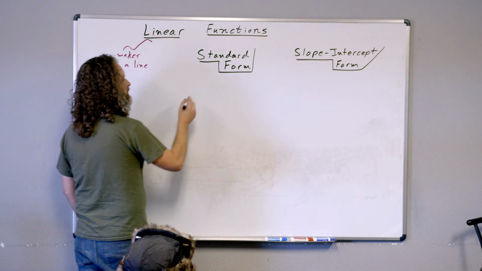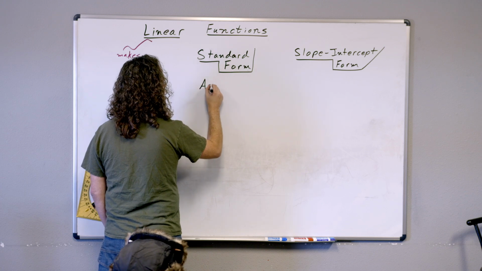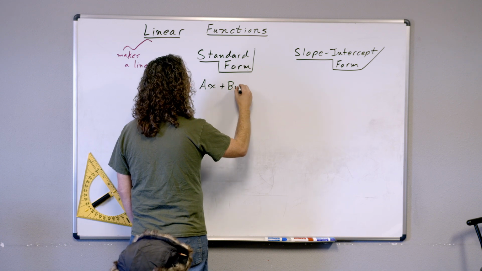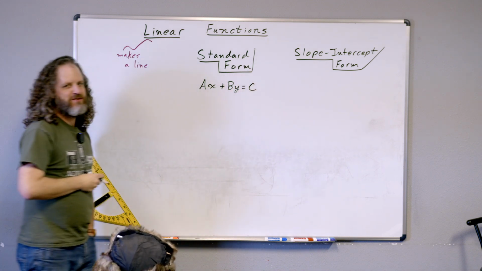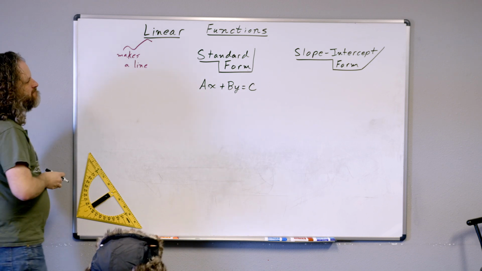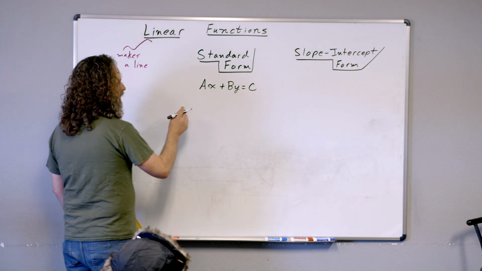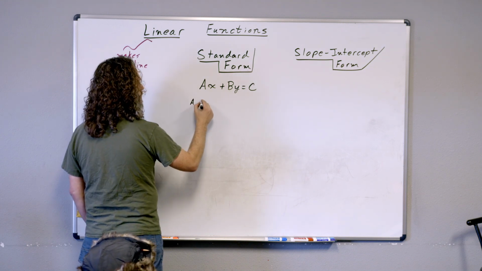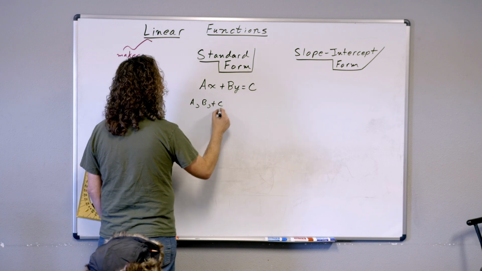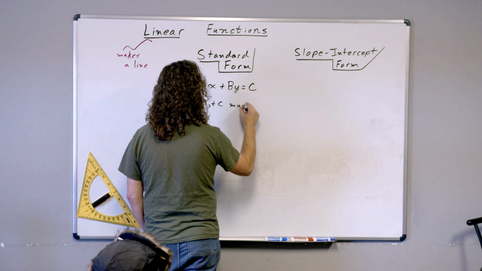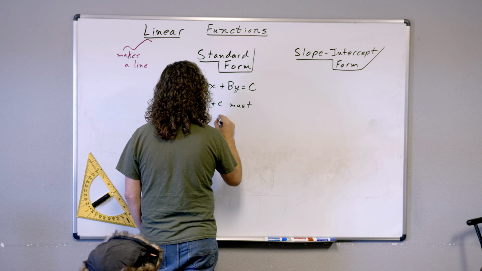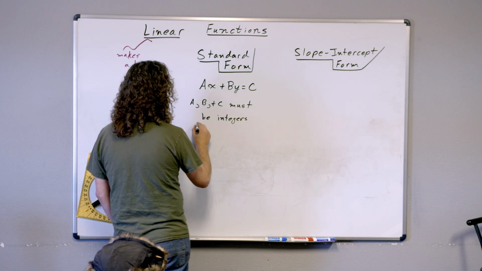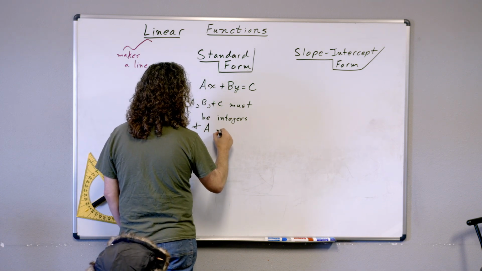Okay. Standard form looks like this. AX plus BY equals C. Now, in order for it to be standard form, A, B, and C must be integers. And A must be positive.